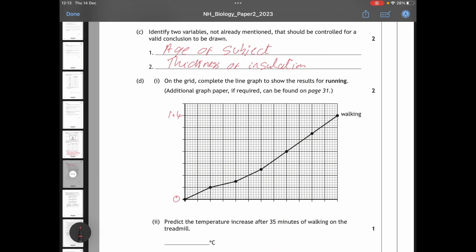Okay, so you hopefully worked out that if that was 1.4 and that was 0, you would be going up in 0.2s. Okay, 0.2, 0.4, 0.6, 0.8, 1.0, 1.2, 1.4, and I will put in 1.6 because that's going to be used for the running line.